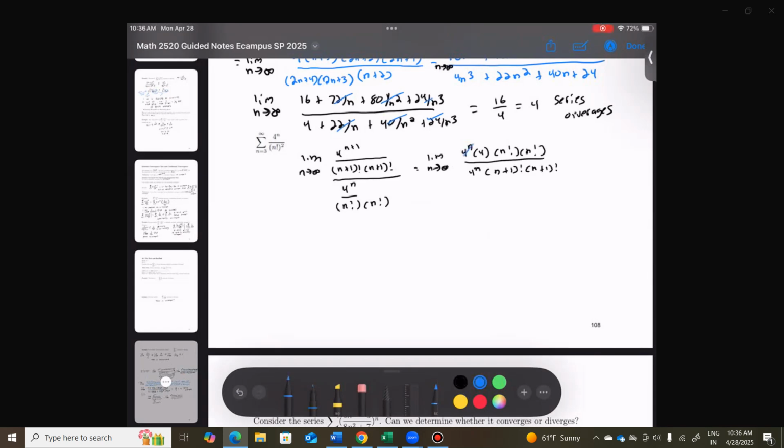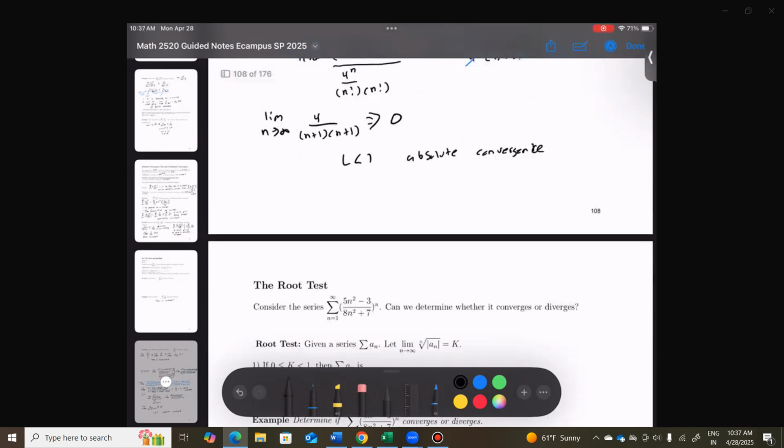Okay, so the 4 to the n's cancel, the n factorials cancel with the rest of them, so you have just 2n plus 1s on the bottom. So we'll have the limit as n goes to infinity of 4 over n plus 1 over n plus 1. Both of those, as n goes to infinity, are going to go to infinity. So this whole thing goes to 0. And so since L is less than 1, and actually since it's equal to 0, you have absolute convergence. So that's the ratio test.